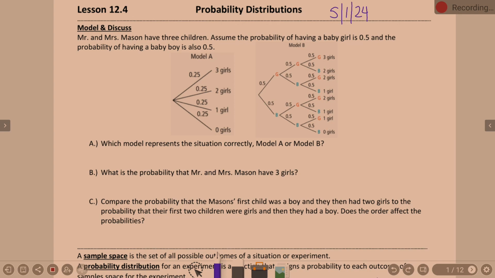Okay, so model A is the correct answer. Excuse me, model A is not the one that represents it correctly. Model B. Sorry, I'm a little flustered at this point. Whether your first child is a boy or a girl does not affect your next child, whether it's a boy or a girl, right? So each event is an independent event, and they're not all going to be equal. Okay, so which model? Model B.